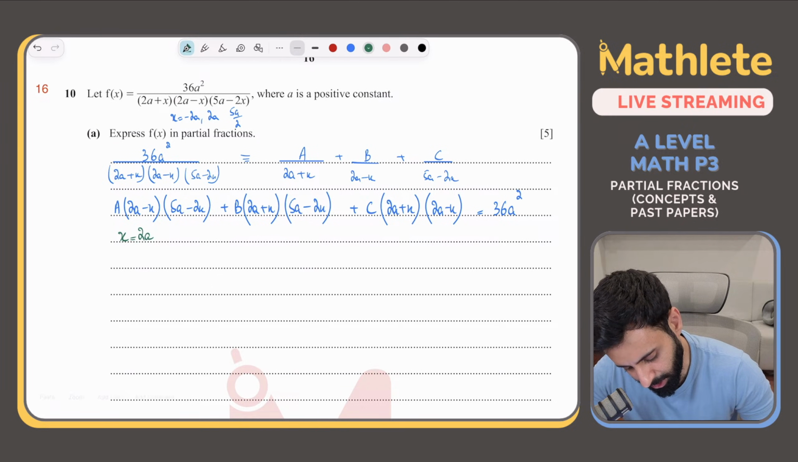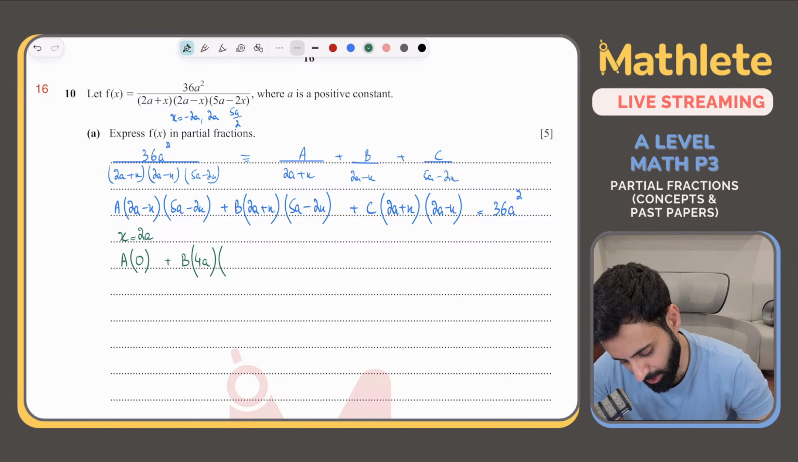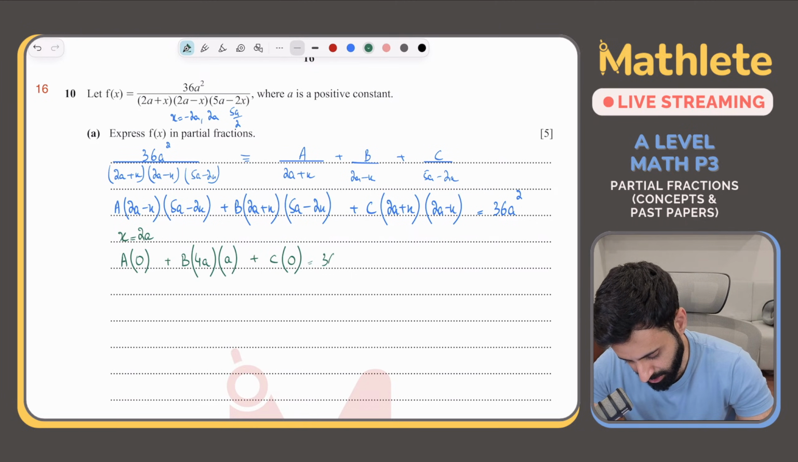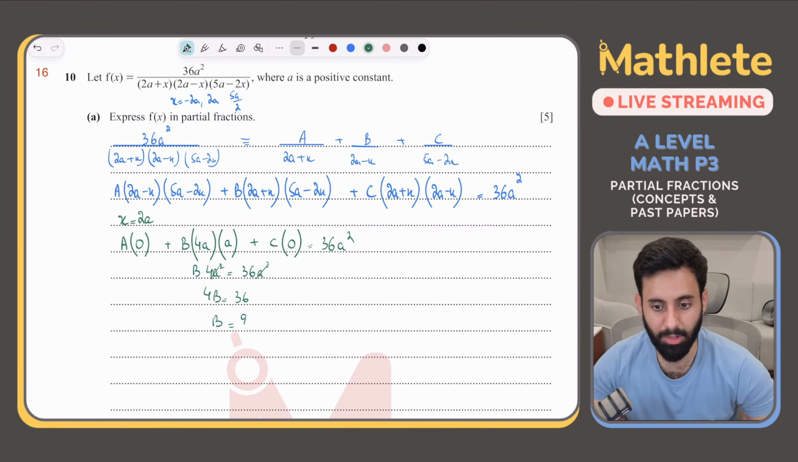If I substitute 2a in place of x, a gets multiplied by 0, b gets multiplied by 2a plus 2a, which is equal to 4a. Then 5a minus 2 times 2a, so 2 times 2a is 4a, 5a minus 4a is a. And c also gets multiplied by 0. This is equal to 36a square. Remember the question says a is a positive constant. So b into 4a square equals 36a square. A square and a square cancel out each other, which means we have 4b equals 36, so we have enough information to find the value of b.